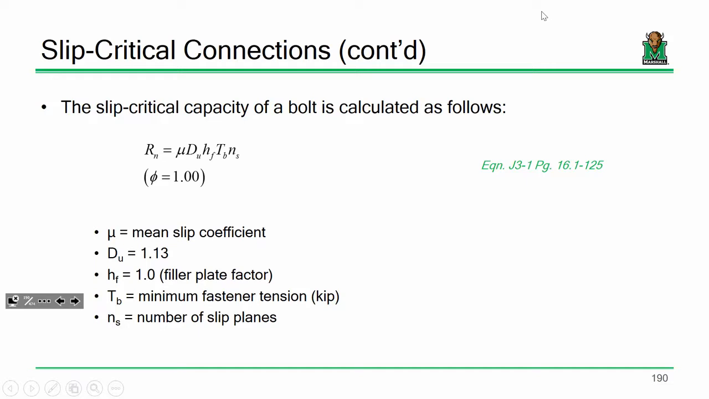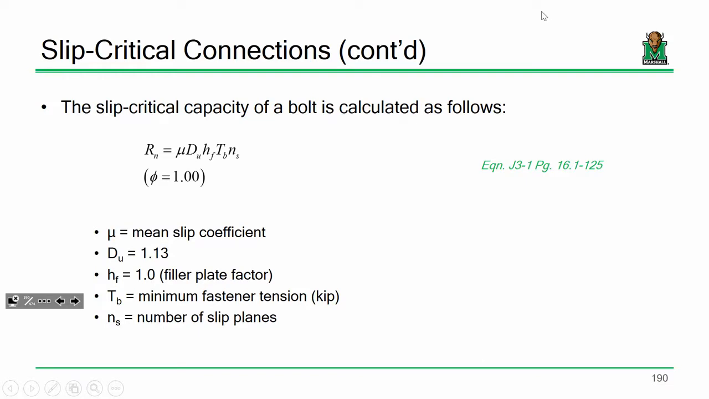All right? Now, this equation's got a lot more going on, but it really is just coefficient of friction times normal force times a few adjustment factors. So number 1, mu, our mean slip coefficient. That's the coefficient of static friction, okay? T sub B, this minimum fastener tension, that's the normal force. That's how much tension is inside the bolt.